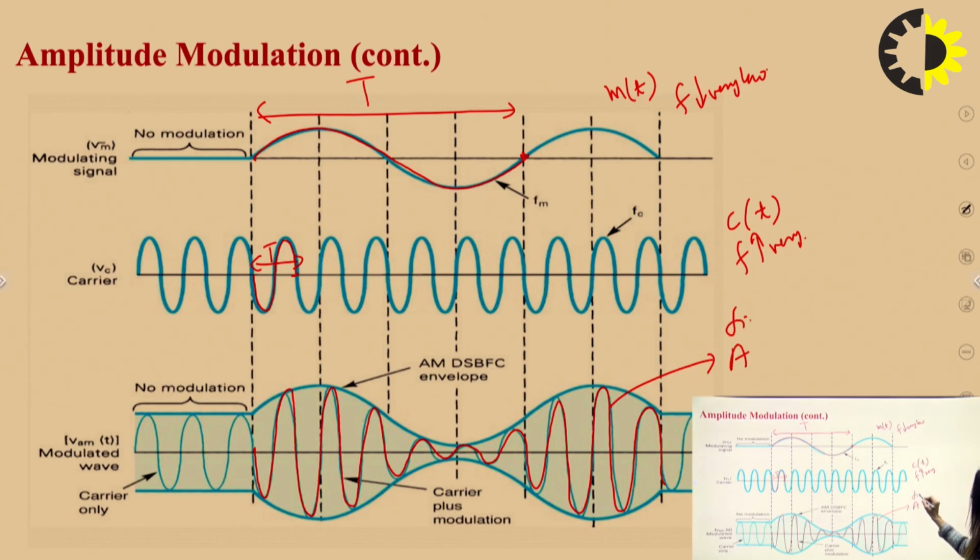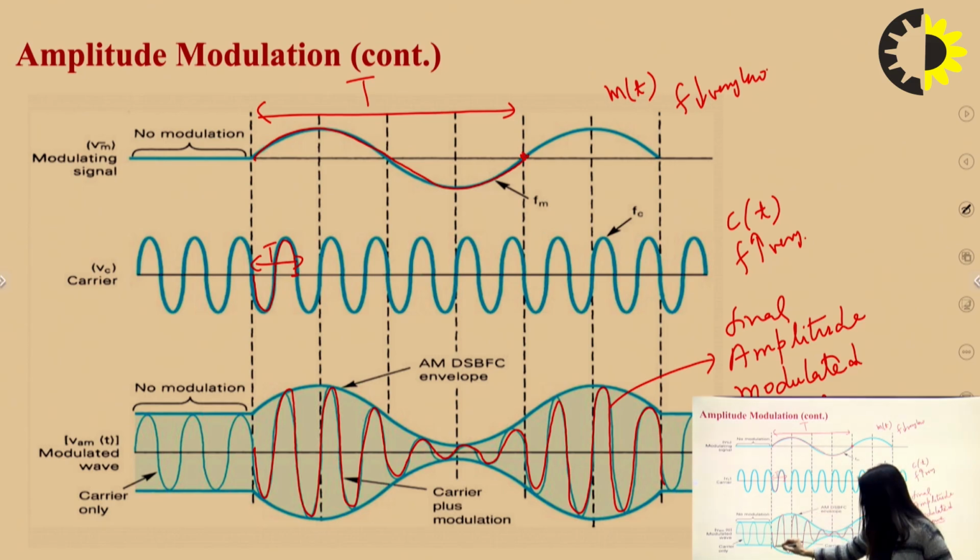This is my final amplitude modulated wave. This wave is being transmitted. If I look at this wave, it is following the envelope of my message signal, which is this, from both sides, the upper side and the lower side, and the frequency is quite high.